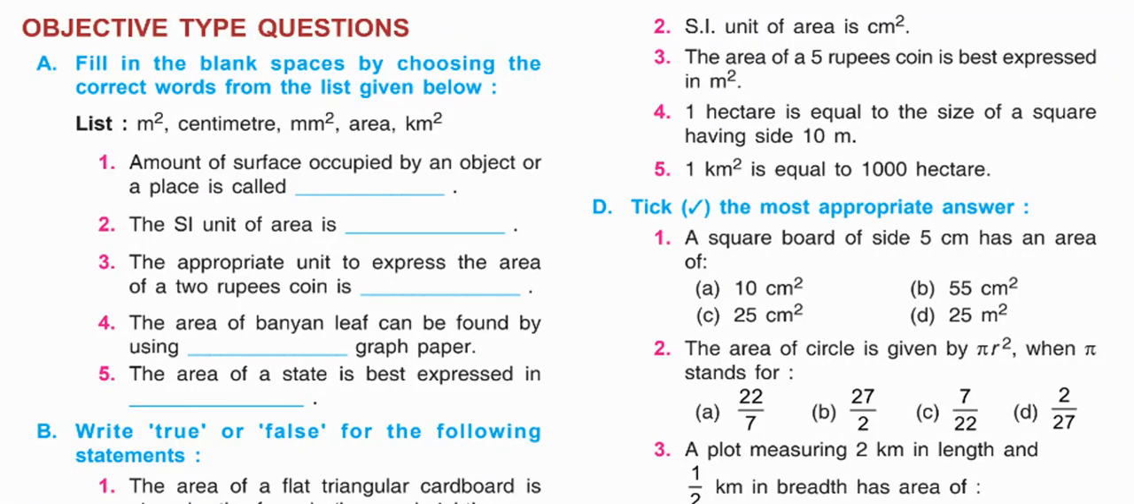Now what are they writing? They are saying 1 kilometer square is equal to 1000 hectare. No, it is 100 hectare. 1 kilometer square is equal to 100 hectare. So 1000 should be replaced by 100. Now this sentence will be the correct one.